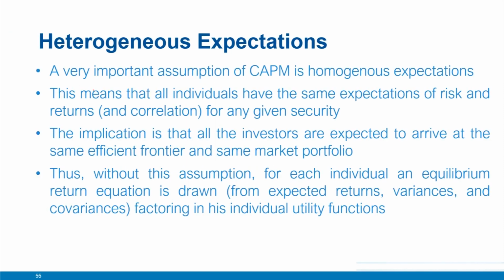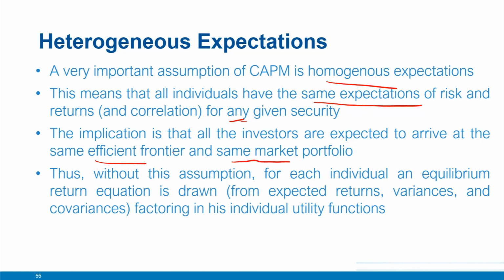To begin with, a very important assumption in the standard version of CAPM is homogeneous expectations. This means that all the investors have same expectation of risk and expected return as well as correlation across securities for different combinations of security. The implication of this assumption is that all the investors are expected to arrive at the same efficient frontier, minimum variance frontier and efficient frontier, and therefore the same optimum market portfolio.